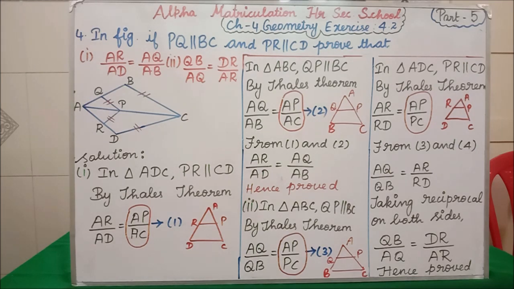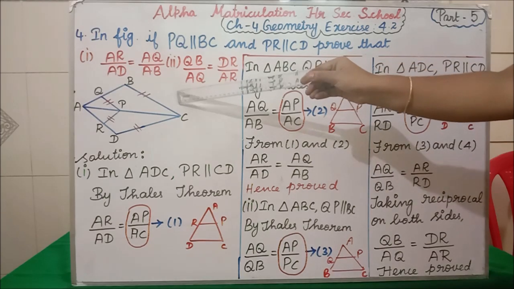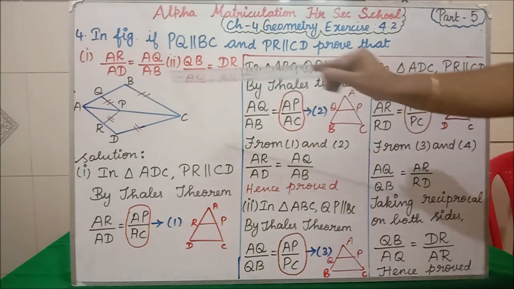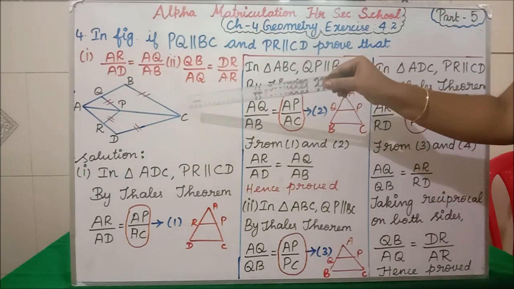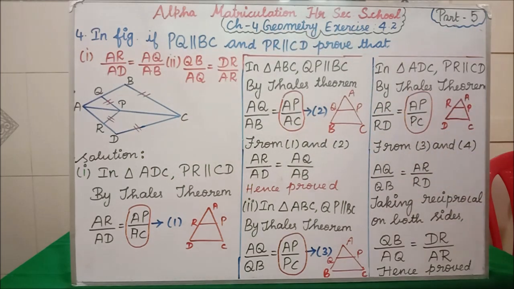Now we are going through the second subdivision. Again, we are considering the first part, triangle ABC. I am taking this triangle. In the triangle, which two lines are parallel? PQ is parallel to BC, isn't it? QP or PQ is parallel to BC. They have given that.